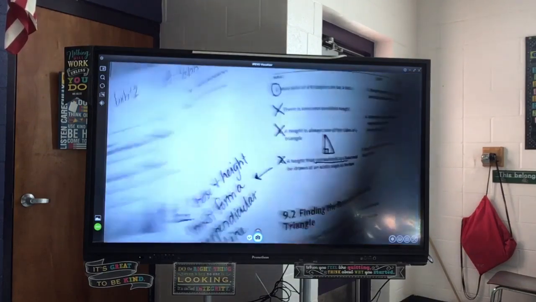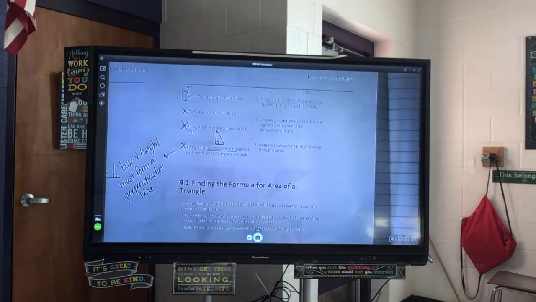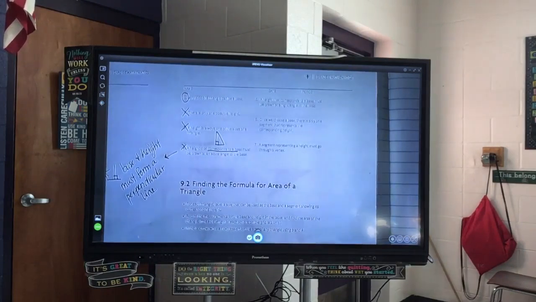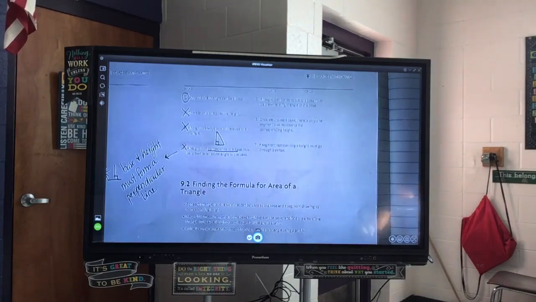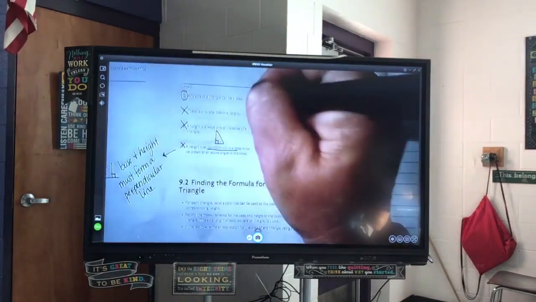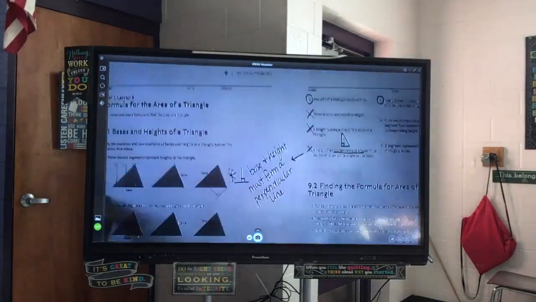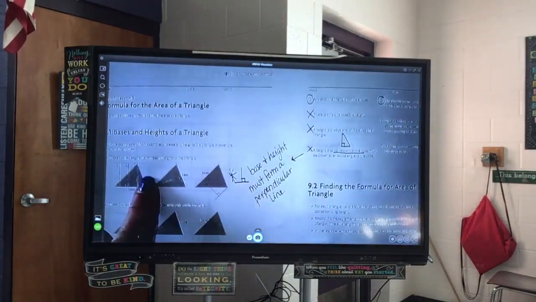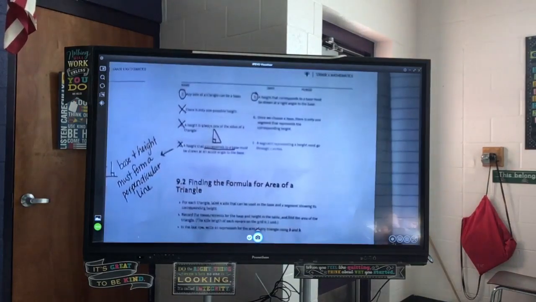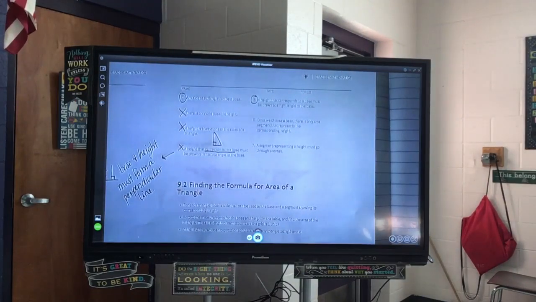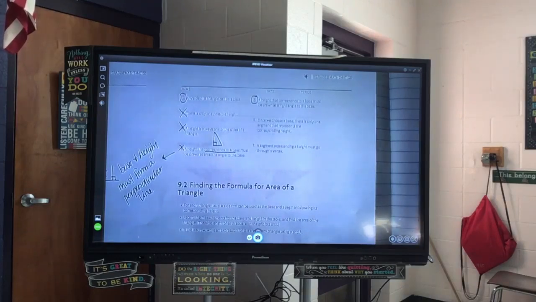Okay, slide over to number 5. It says the height that corresponds to a base must be drawn at a right angle to the base. Okay, this is true. Because like I said, all of these are forming right angles to the base, correct? Alright, number 6 says once we choose a base, there is only one segment that represents the corresponding height. So stand up if you think this is true.